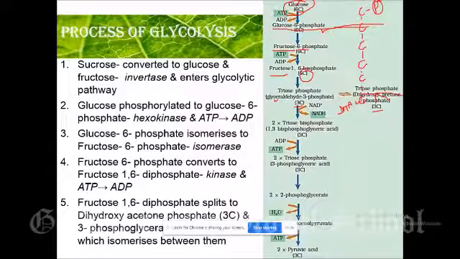Now this 3 carbon molecule will be converted into 1,3 bisphosphoglyceric acid, right? 1,3 bisphosphoglyceric acid. In the glyceric acid, phosphate molecules are there at the 1 position and the 3 position, right? So it is a 3 carbon molecule, and 2 molecules will be formed, right?